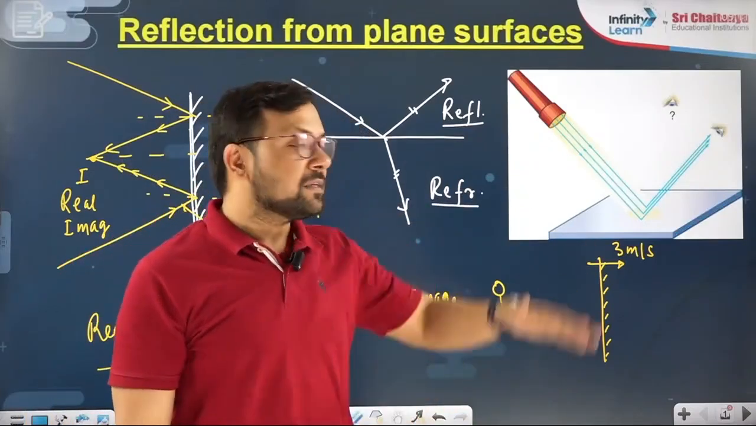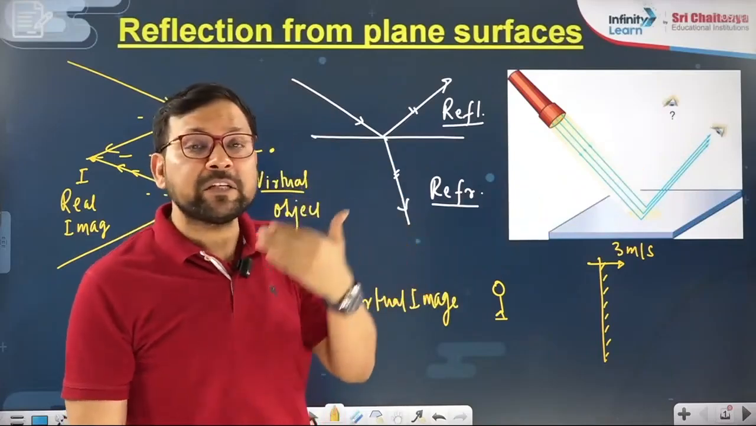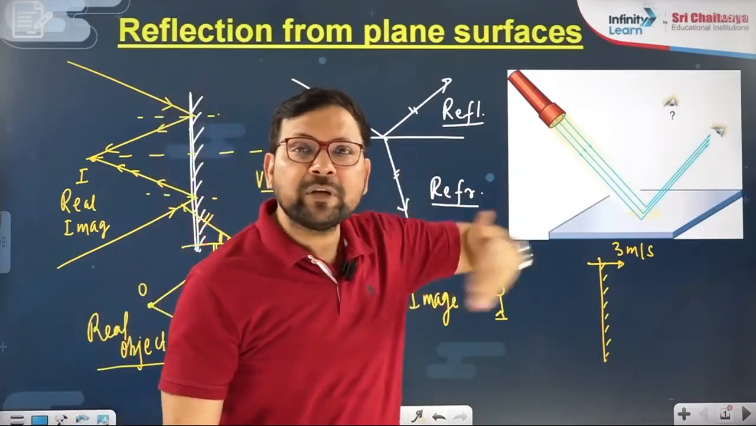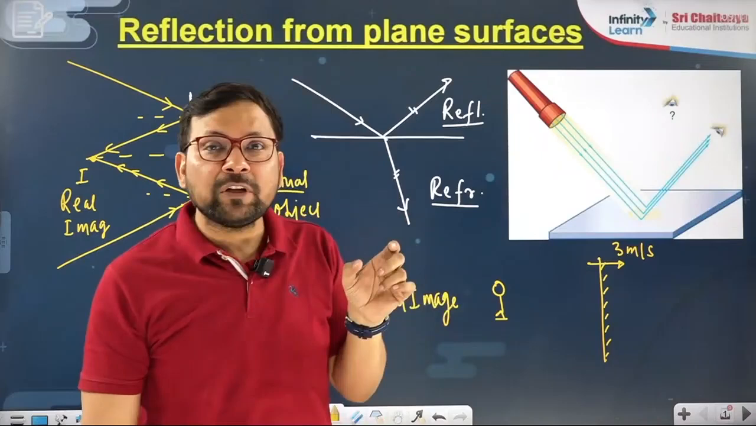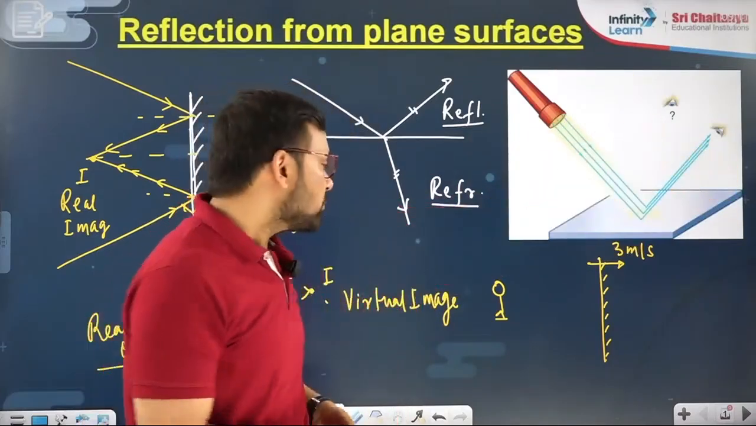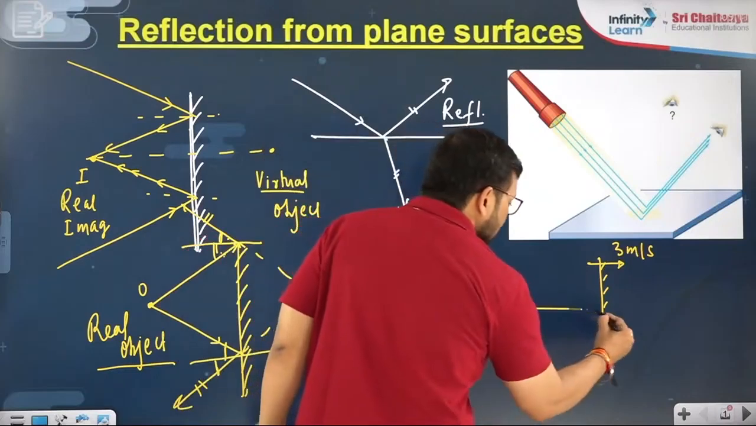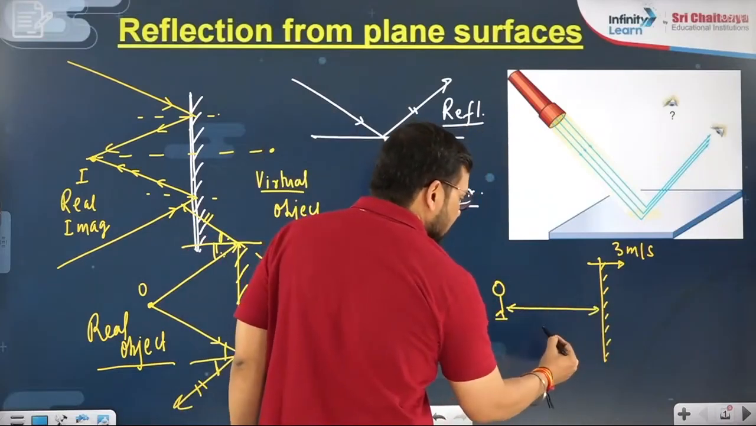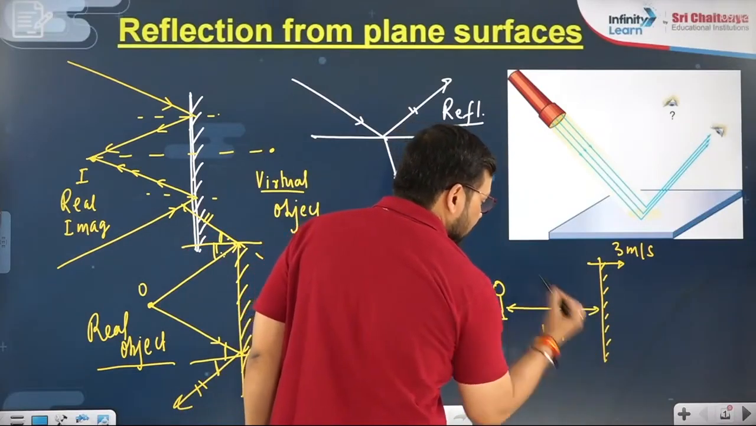Suppose I am static, there is a mirror, and I am looking at my image in the mirror. Now that mirror is going away from me, so my image will also go away from me. That image will not come towards me. Let's say the original distance was 10 meters.